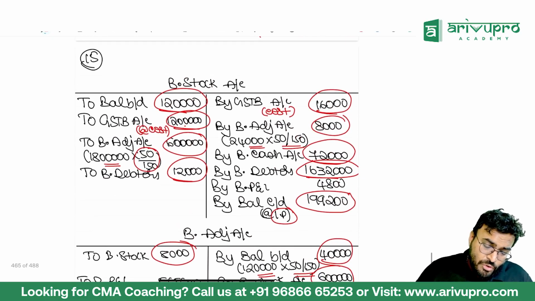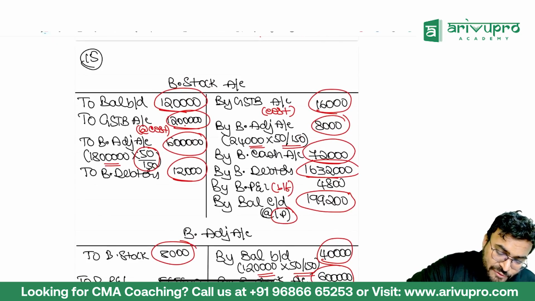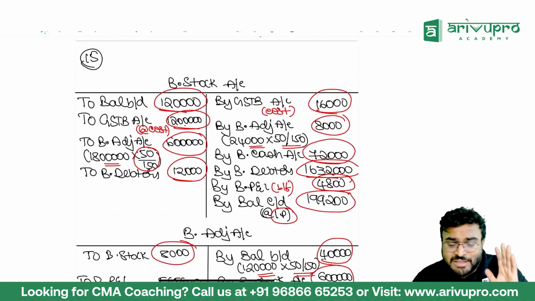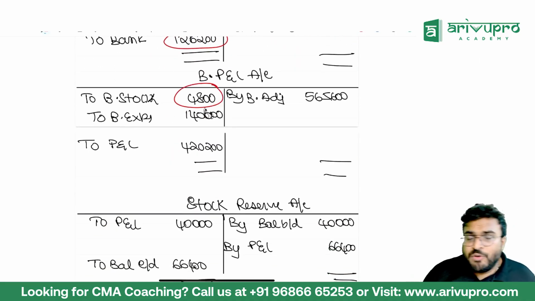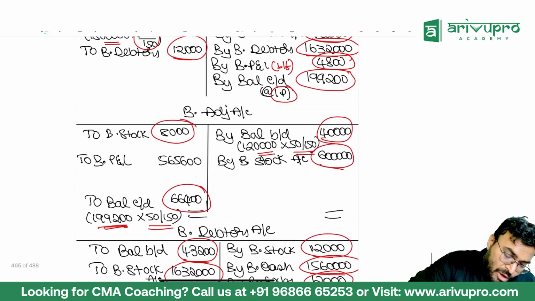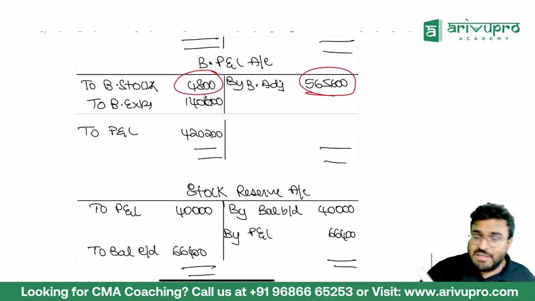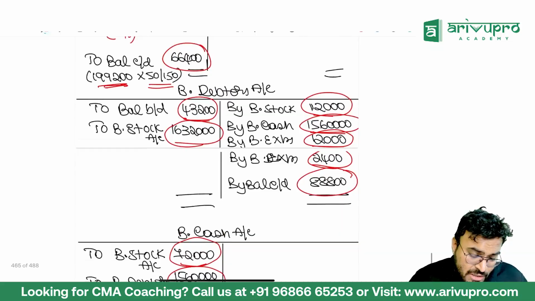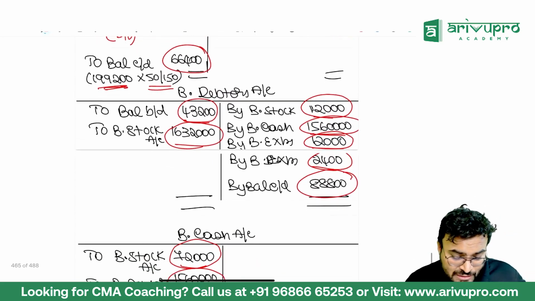So now what we will do? See the branch stock. Everything is there. There is a difference over here. This is the balancing figure. Okay, shortage or deficit is there. Transfer that to branch P&L for 4,800. Now next you go to branch adjustment account. The profit which is there, this balancing figure, this is realized profit that will be transferred to branch P&L. 5,65,600.